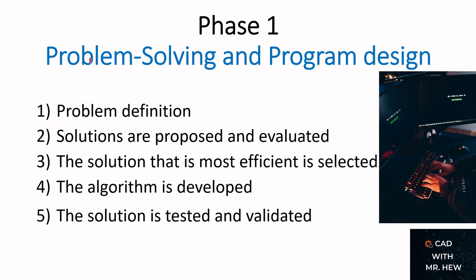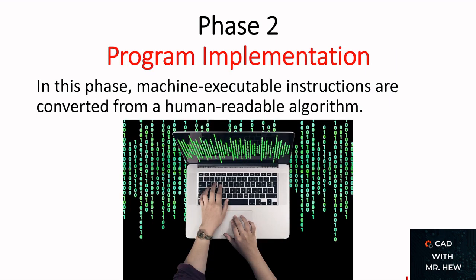So phase 1, which is the problem solving and program design phase, includes problem definition. And step 2, the solutions are proposed and evaluated. Step 3, the solution that is most efficient is selected. Step 4, the algorithm is developed. Step 5, the solution is tested and validated. Phase 2, program implementation. In this phase, machine executable instructions are converted from a human readable algorithm.